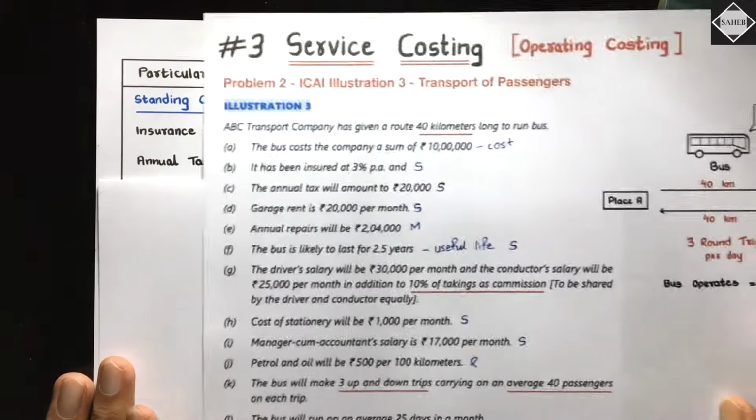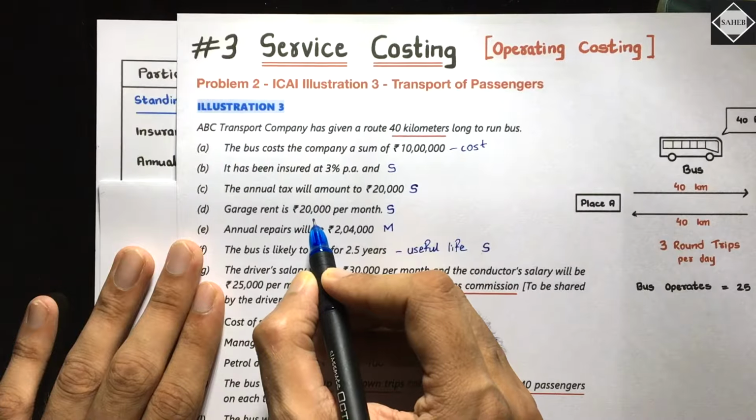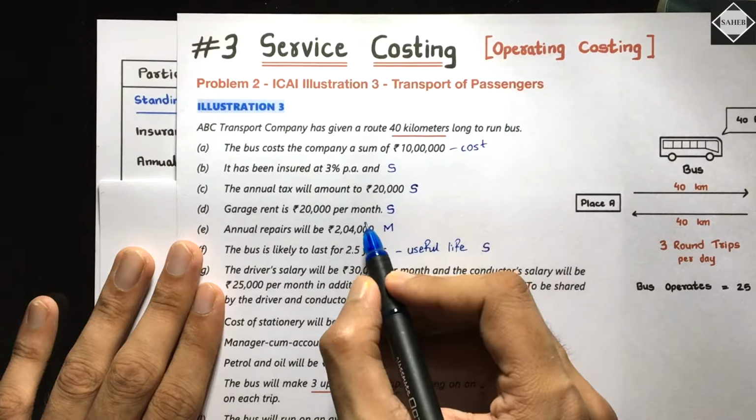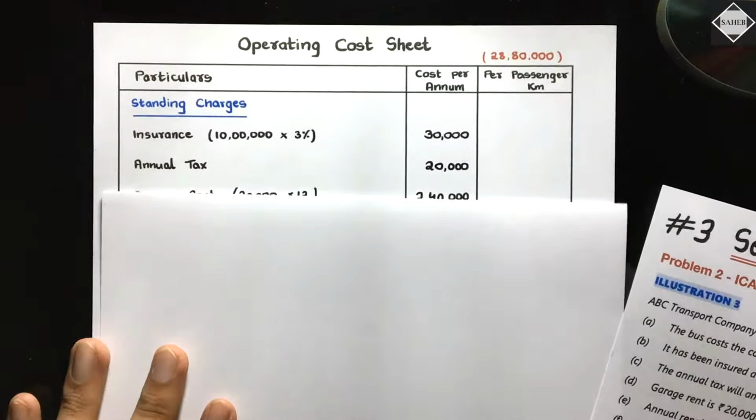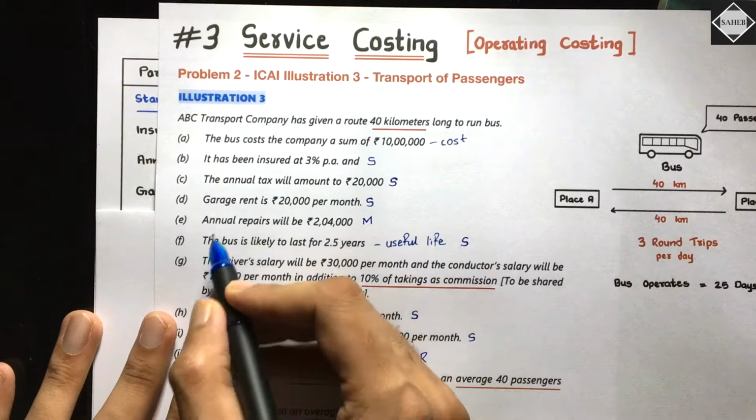Simple. Next we have what? Garage rent. Garage rent is also 20,000, but it's per month. We have to multiply by 12, right? It's standing charge only. So see, garage rent 2,40,000. Clear? Easy. Next we have annual repairs.